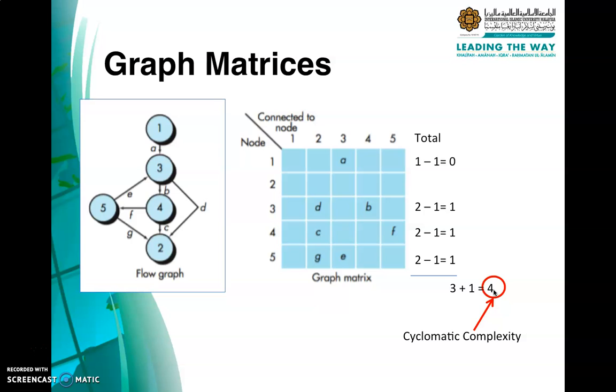So this is just another way of calculating the cyclomatic complexity by using graph matrices. Actually, this is the same thing as what you see on the flow graph. It's much easier to calculate the cyclomatic complexity using a flow graph compared to graph matrices, unless there are software tools that you can use to easily calculate the value.